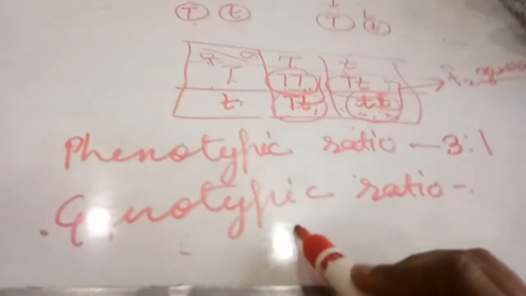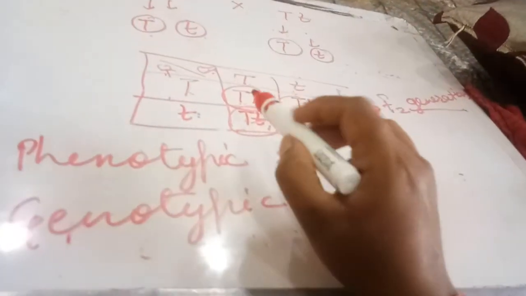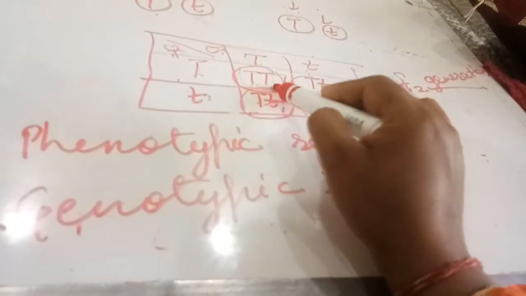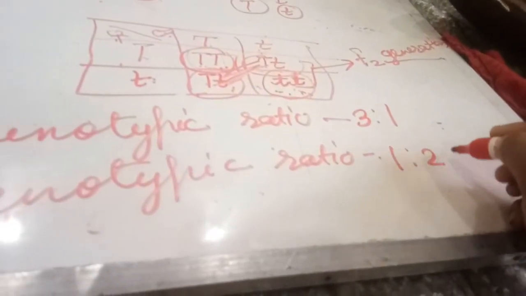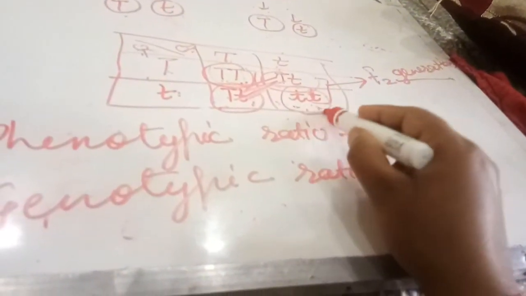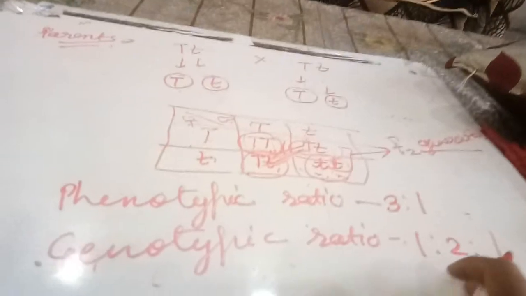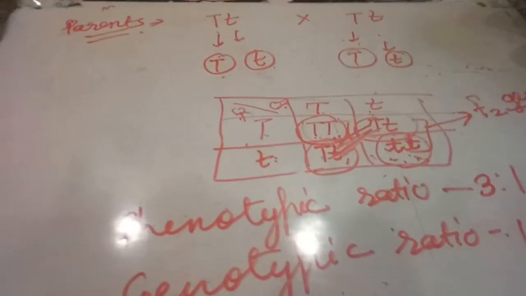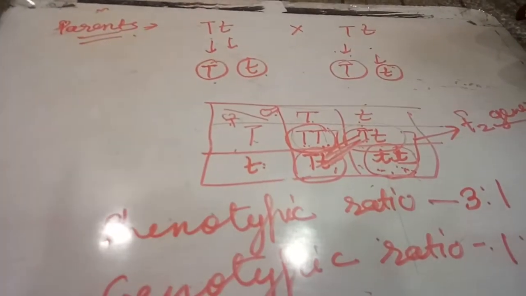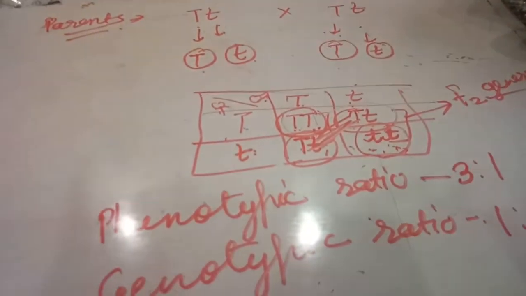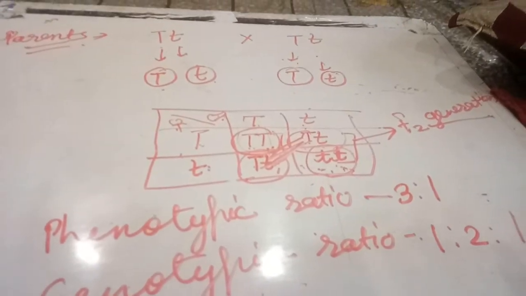What about the genotypic ratio here? In the genotypic ratio, we got 1 plant pure tall, 2 plants heterozygous tall, and 1 plant pure dwarf. That's why the genotypic ratio is 1:2:1. This is called the monohybrid cross. So in the monohybrid cross, the phenotypic ratio is 3:1 and the genotypic ratio is 1:2:1.